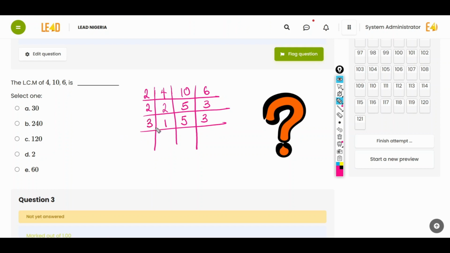Now we use 3. 1, put down 5 because 3 cannot go in 5, and then we'll put down 1 here. And finally we use 5, so that we arrive at 1, 1, 1. So the correct answer is 2 times 2 times 3 times 5. That's 60. 60 is the correct answer.